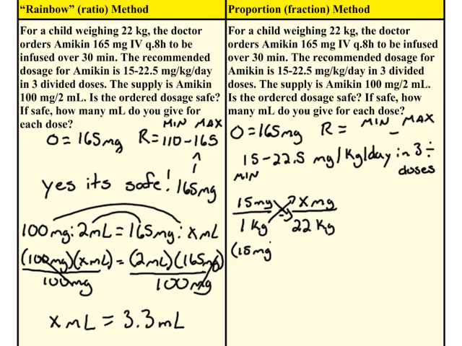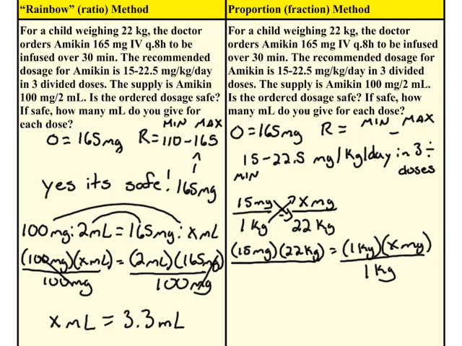15 milligrams times 22 kilograms equals 1 kilogram times X milligrams. We then would divide both sides by 1 kilogram, and we will discover that we're allowed to give 330 milligrams per day.